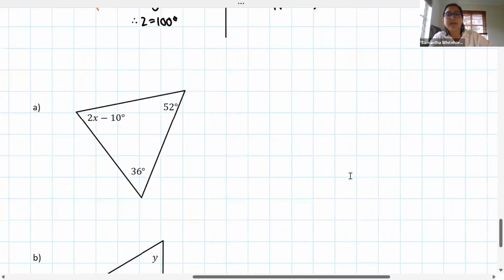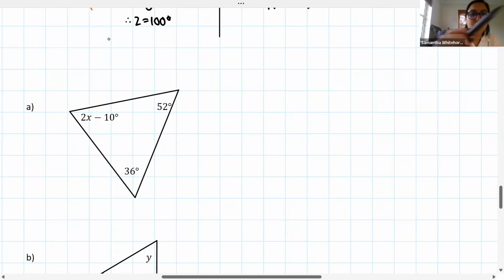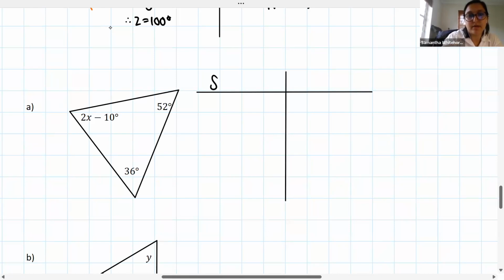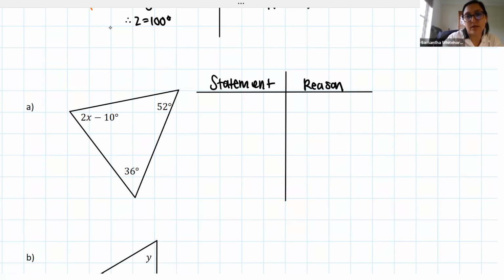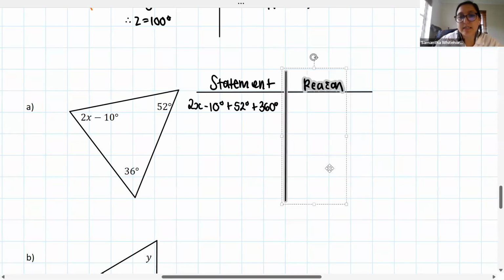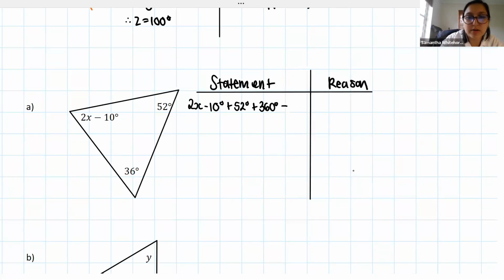Alrighty, so if we have a look at our first example, hands up, which reason could I use here to work out X? Sinyane, what reason? Angles in a triangle. And what do angles in a triangle add up to? 180 degrees. Nice. Okay, so exactly that, guys. 2x minus 10 plus 52 plus 36, I've run out of space again, must be equal to 180 degrees. And this is because of angles in a triangle.